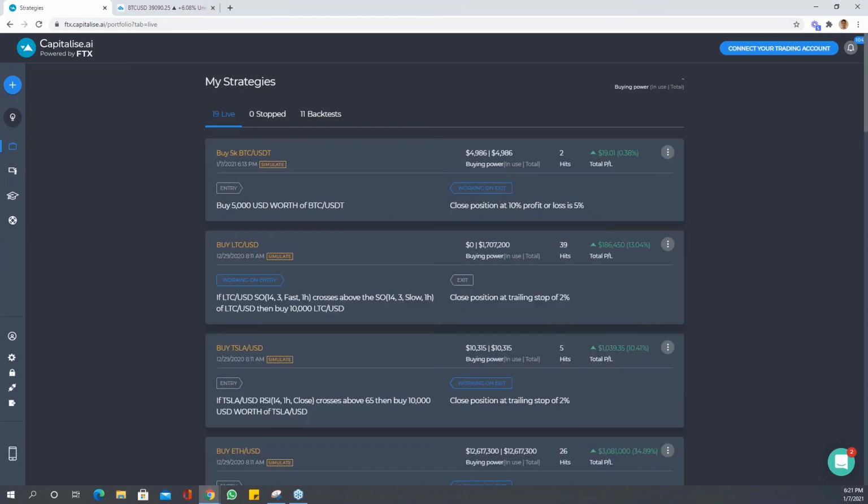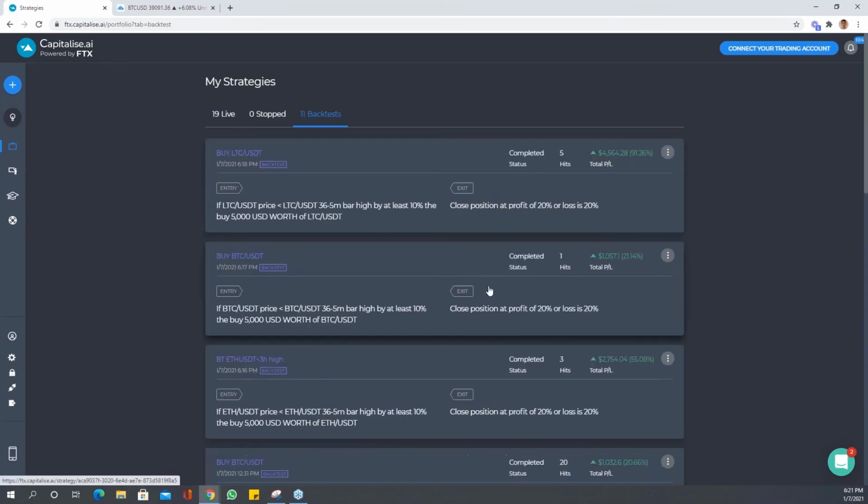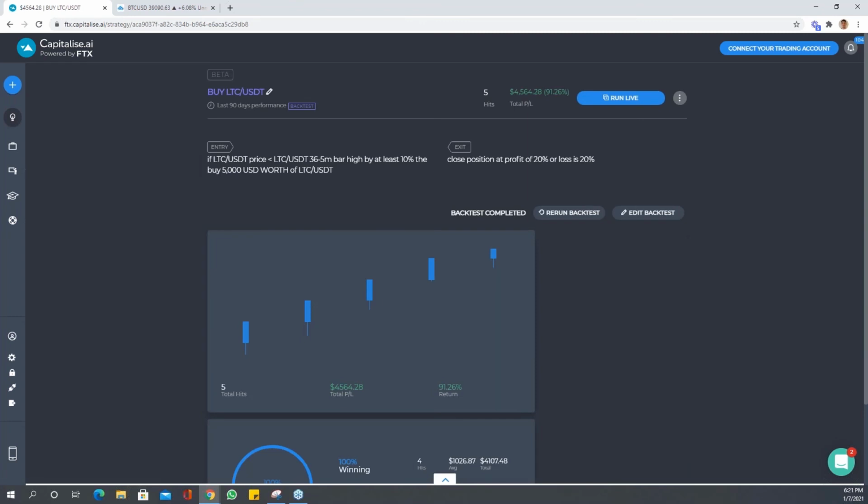Great, let's go have a look at how our other strategies were testing. Remember, we tested this exact same strategy on BTC, and okay, so BTC gave us only 1 hit, and with a total P&L of 21.14. And oh, this is awesome. Litecoin USDT, 91.26% of 5 hits.